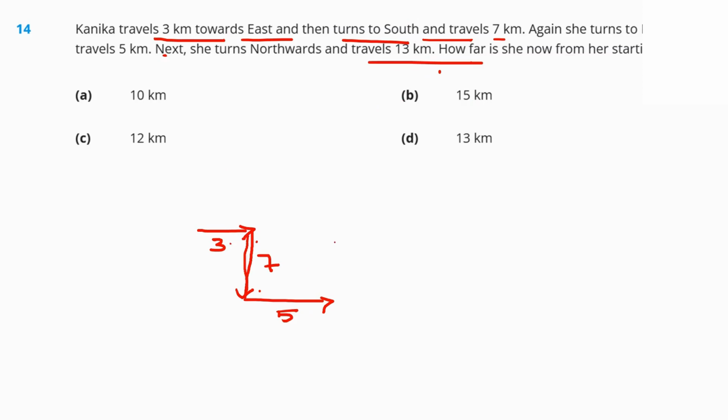7 kilometers, she went down. So 13, that means 7 up over here. And extra, how much to make it 13? 6 extra. 6 extra upwards to make it 13. 6 and 7 over here. So how far is she from her starting point? This is her distance from the starting point.